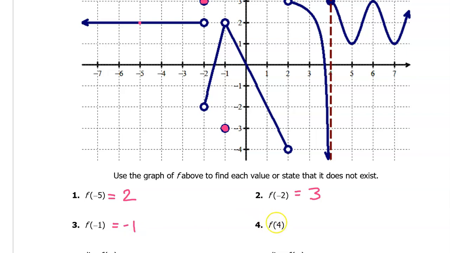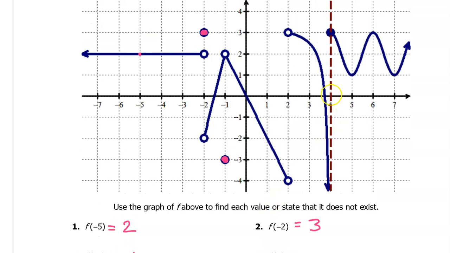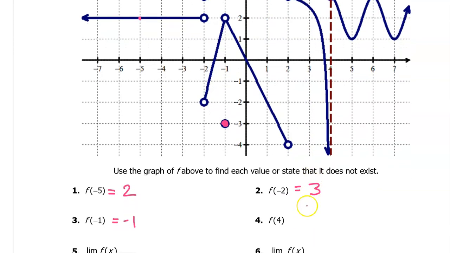And what about the value of the function at 4? So if I go over here to 4, there's an asymptote here. That asymptote is there showing what is happening to this portion of the graph that's approaching from the left. But I see that there is a closed circle that is right on that asymptote, and that is okay. That's allowed. And that is at a value of 3. So the value of the function at 4 is 3.